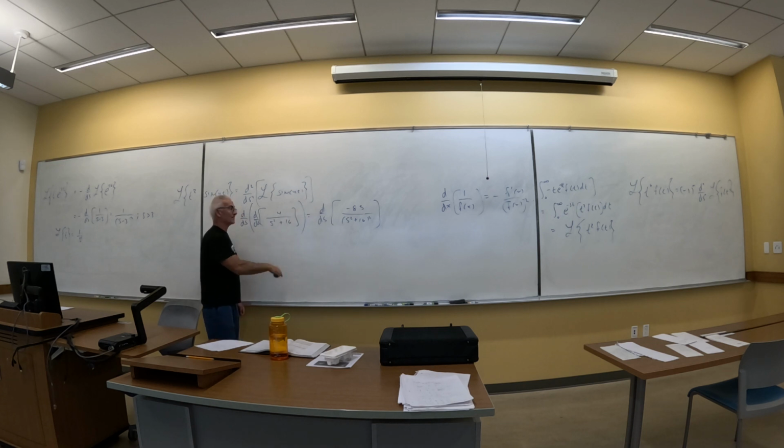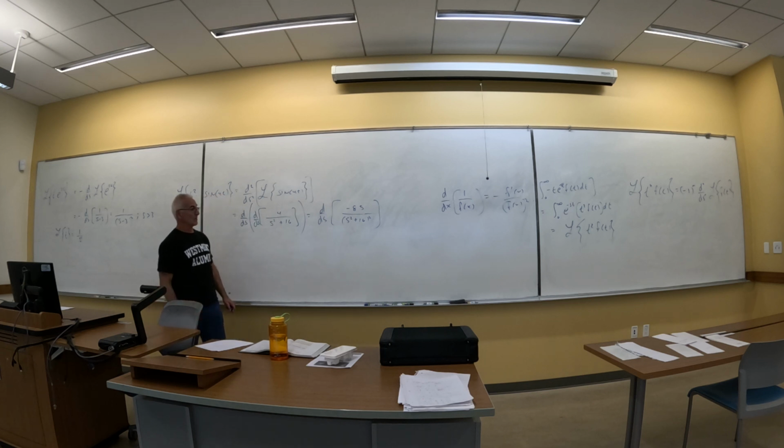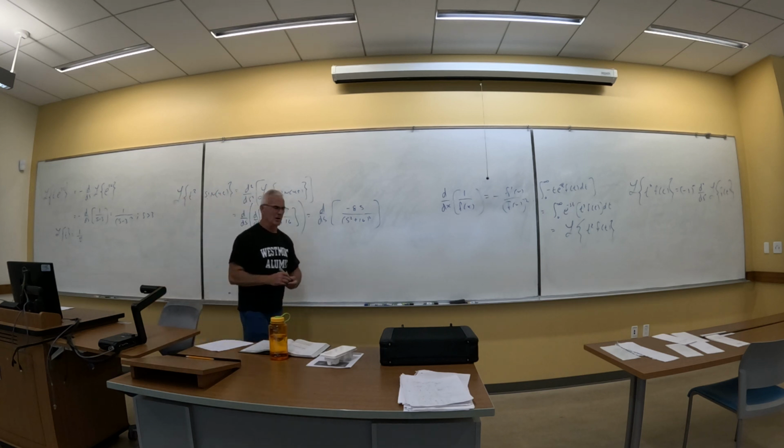Negative 2s times 4 times that squared. Now I've got to use quotient rule, don't I? Or do I? No, product rule. Product rule would be easier.